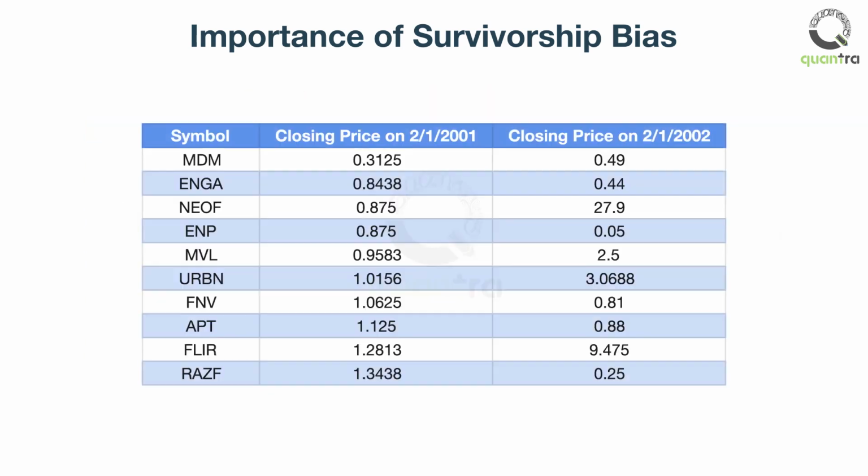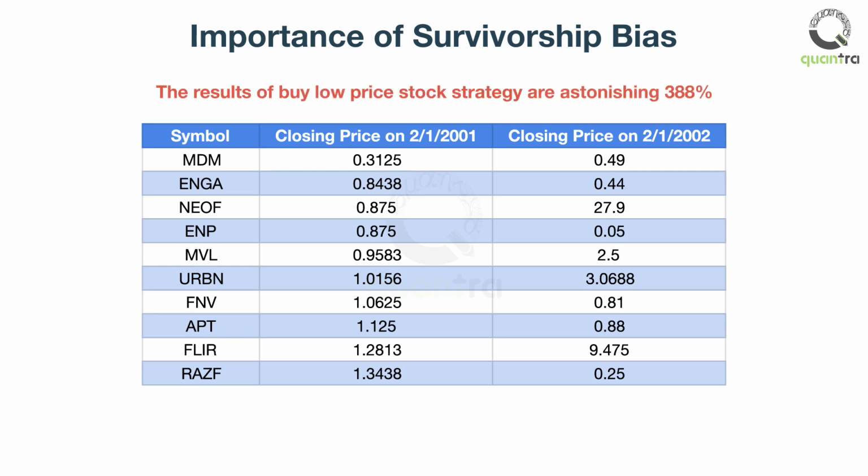However, if we create a list of the 10 lowest price stock, which survived during the period in the year 2001, then we get the list shown on the screen. The results of buy low price stock strategy are astonishing, 388%. These returns are highly unrealistic, as it is difficult to predict which stocks will survive, and which stock will not. So it is important to use data without survivorship bias for accurate backtesting results.